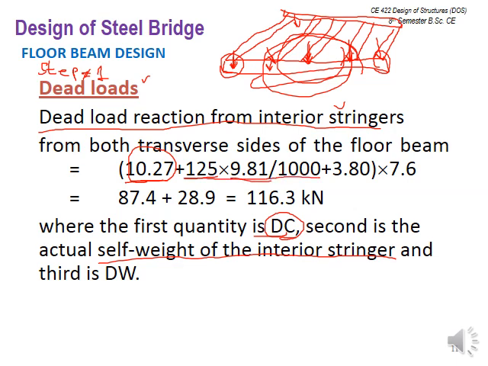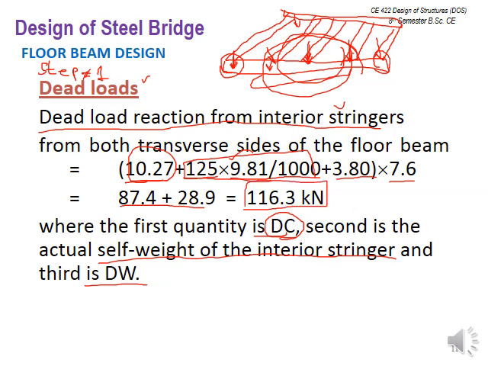So in this way, now the actual self load you have to consider. This will be your second term. And third is the DW. Similarly, 3.80 is the DW you have already calculated for the interior stringer in the DW part. So take it and put it over here. For the span of your floor beams, it will be multiplied by 7.6. So finally you are getting your answer as 116.3 kilonewtons.